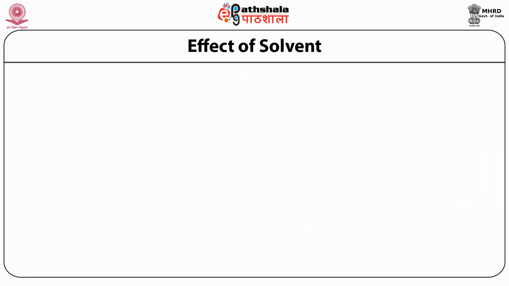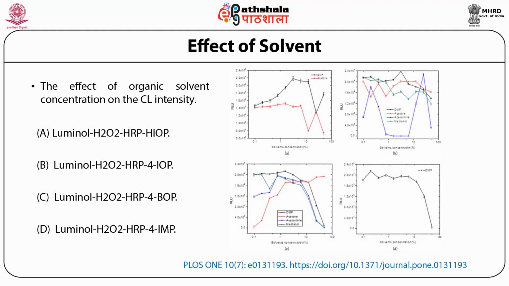This is another example of effect of organic solvent concentrations on chemiluminescent intensities. The chemiluminescent system that has been selected for study is luminol, hydrogen peroxide, HRP and HIOP. In first case, you can see the effect of solvent. The fluorescence first gradually increases, then after certain concentration, it decreases rapidly.